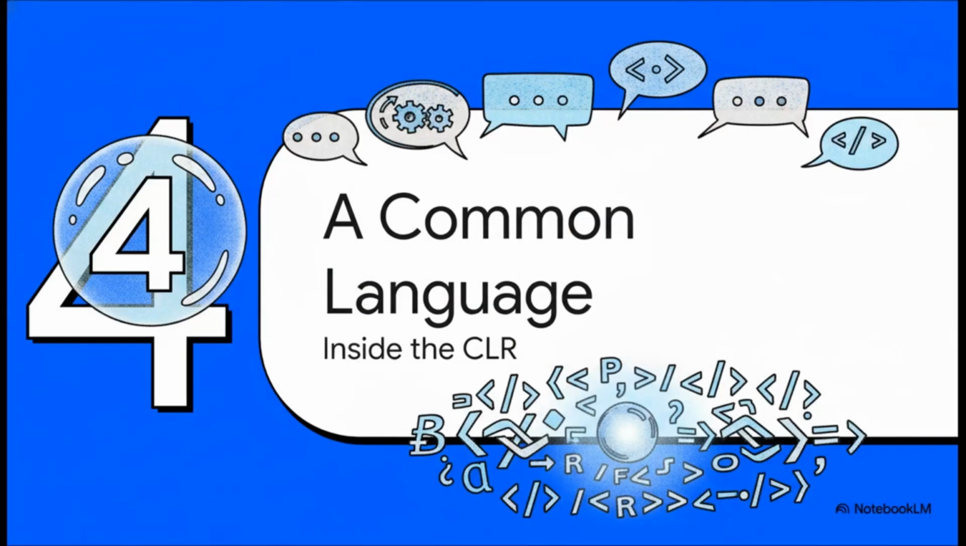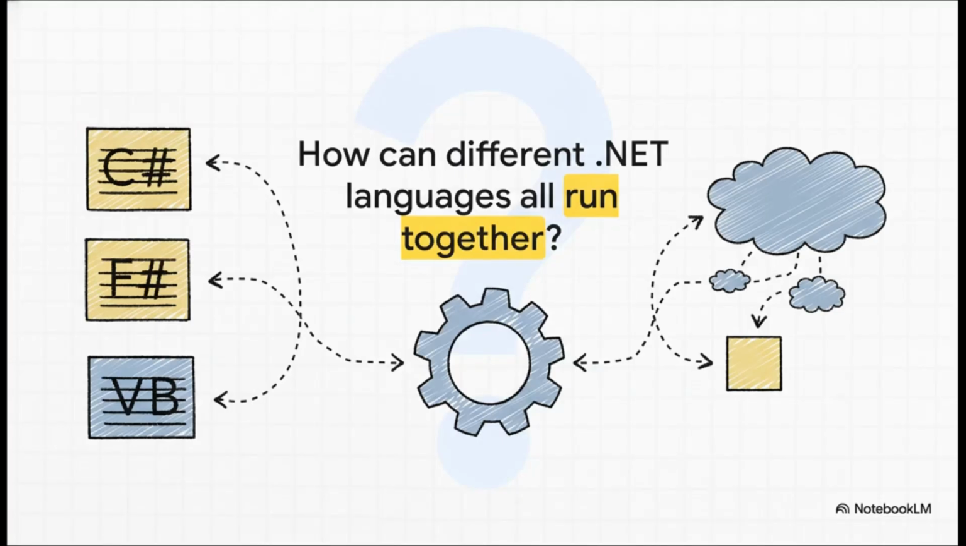Okay, so the CLR is our protective bubble that manages our application. Got it. But there's another really important piece to this puzzle. The C and L in CLR stand for common language. What does that actually mean for us as developers? Well, it answers this fundamental question: how can you have one part of your application written in C#, another part in F#, and maybe even some ancient part in VB.NET, and have them all just work together perfectly?